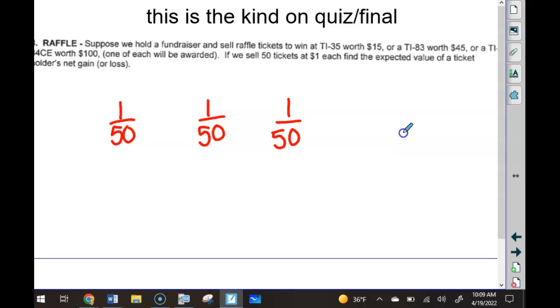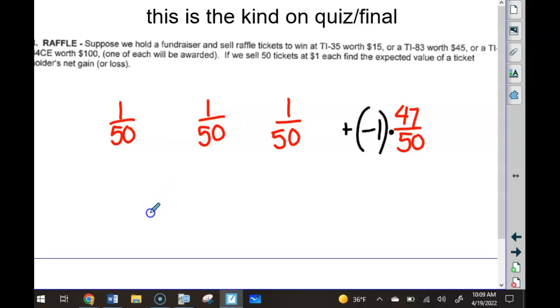How many tickets are going to be losers? 47 out of 50 losers. Everybody okay? That's the probability of losing and not winning anything. Everybody who loses lost how much money? $1. So that's a -1.